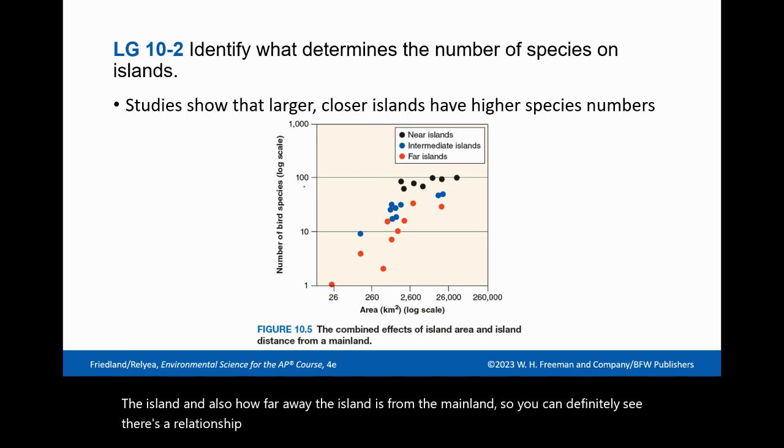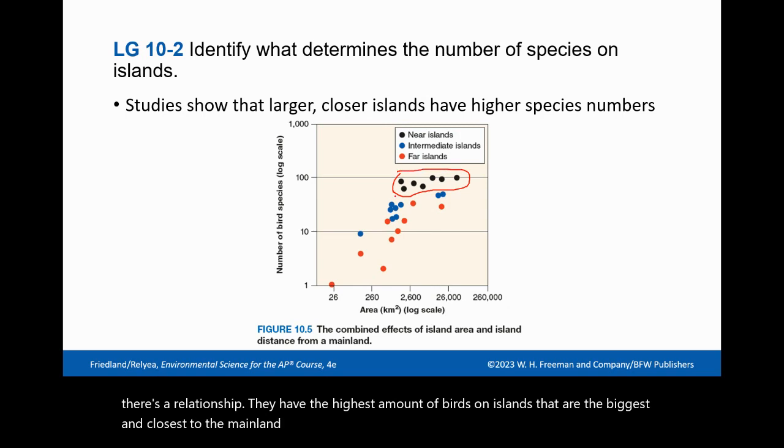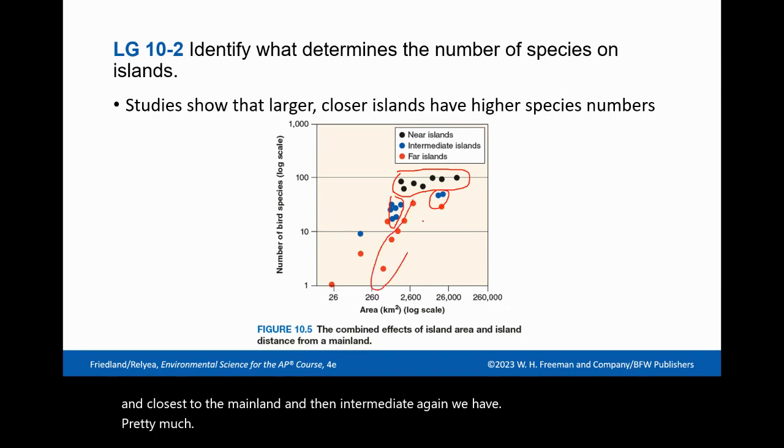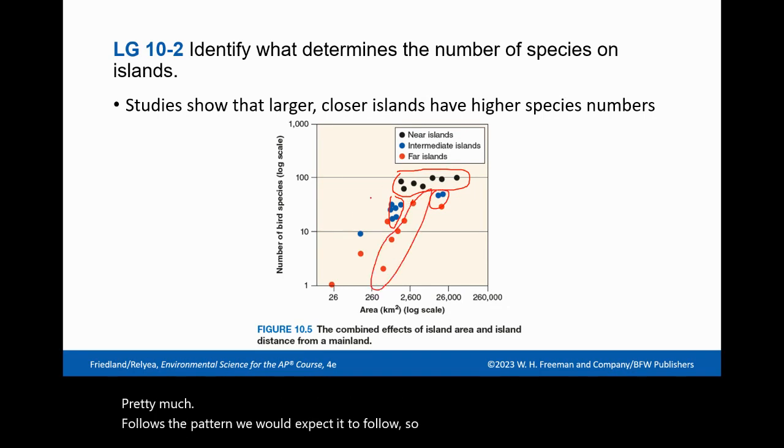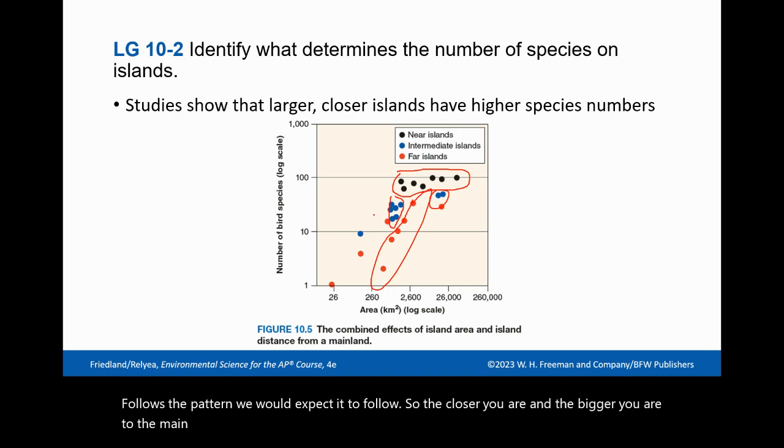They have the highest amount of birds on islands that are the biggest and closest to the mainland. And then intermediate, again, pretty much follows the pattern we would expect it to follow. So the closer you are and the bigger you are to the mainland, the more different species you're going to have.